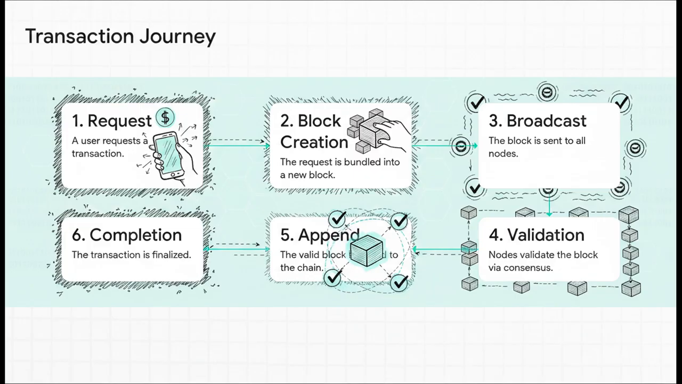Step 5, once it's validated, bam, the block is cryptographically chained to the end of the existing blockchain. And finally, Step 6, completion. The transaction is done, the record is permanent, and your friend gets their crypto. It's a brilliant process that shows how every single one of those 10 components works together in perfect sync.